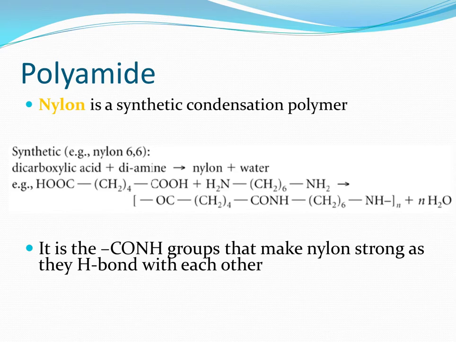Polyamides are the polymers that are formed when a molecule has a carboxylic acid on one end and an amine on the other end. Nylon is an example of a synthetic condensation polymer that is created through amide linkages. These linkages make nylon very strong for its weight, a perfect property for creating thin fabrics that shouldn't tear easily.